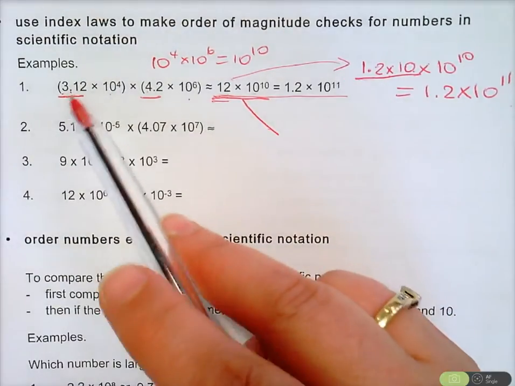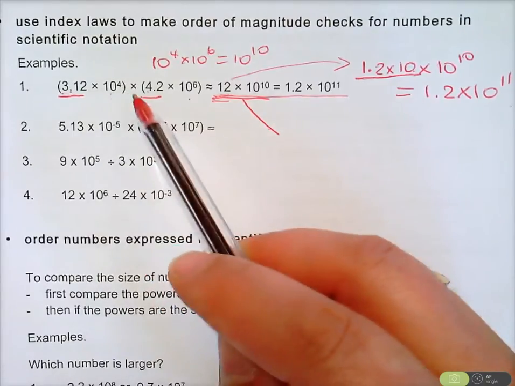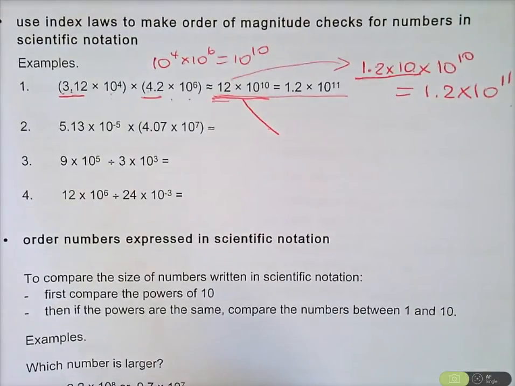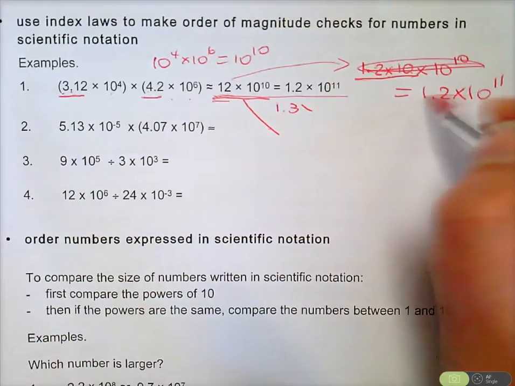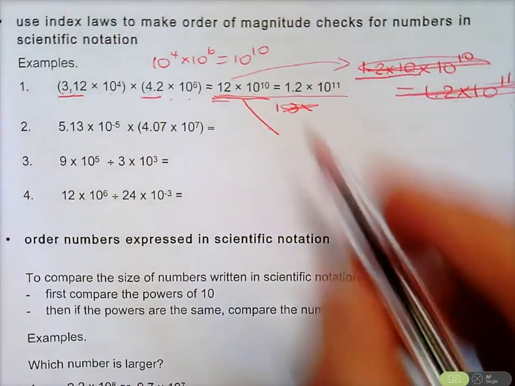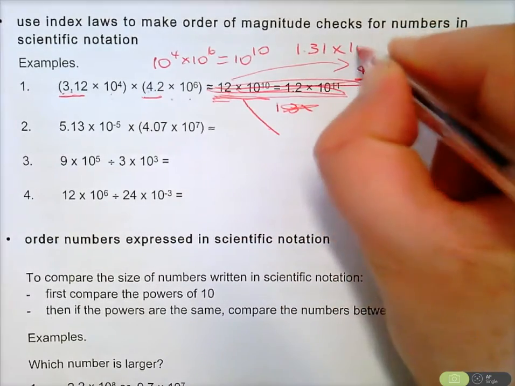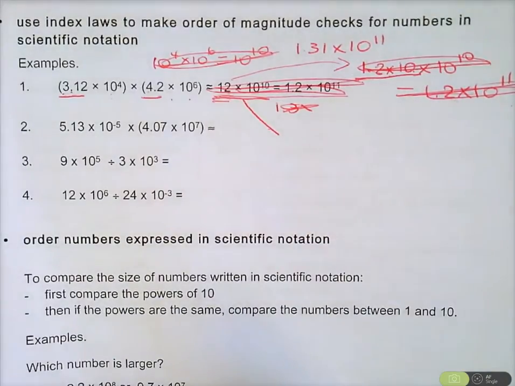Can you just go to your calculator now and go 3.12 EXP 4 times 4.2 EXP 6. Your answer should come out in scientific notation. Does it? Just ignore what I just did because I'll do it later. Just do it on the calculator. What do you get? Times 10 to the 11. Did your calculator give you scientific notation?